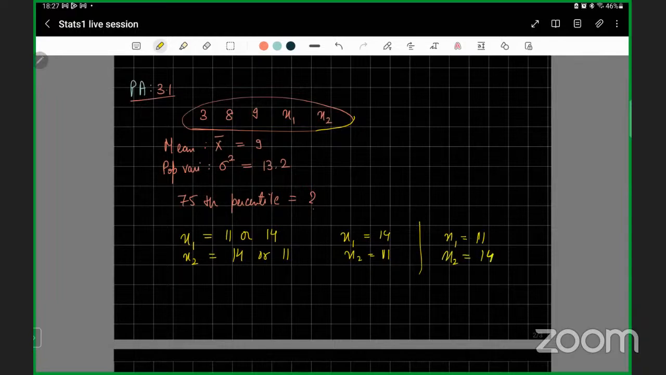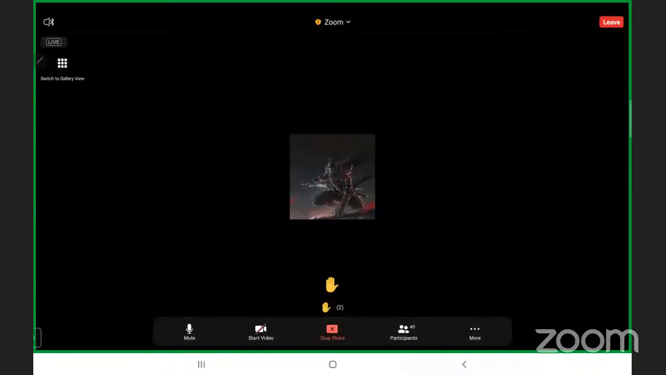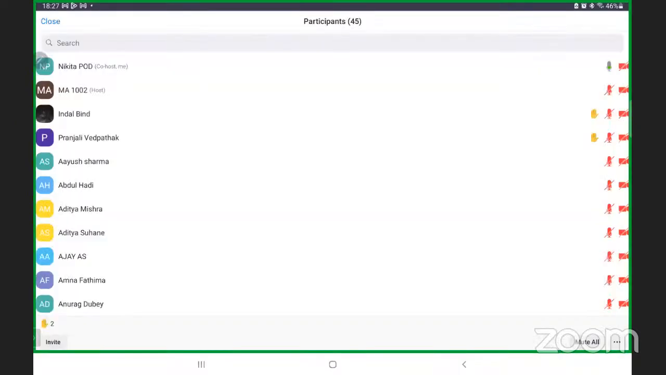Will it matter? Yeah, increasing order. We need to write increasing order. First you just have to find the 70th percentile. Anyways, you have to arrange it, right? Got it. Okay. Thank you. I'm not looking at the basic definition of it. Thank you. Okay. There are two more hands raised.